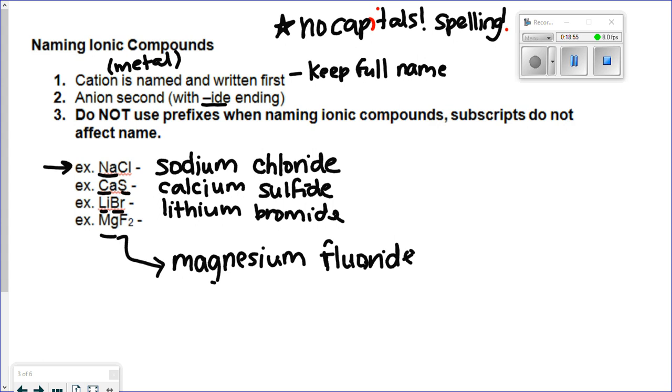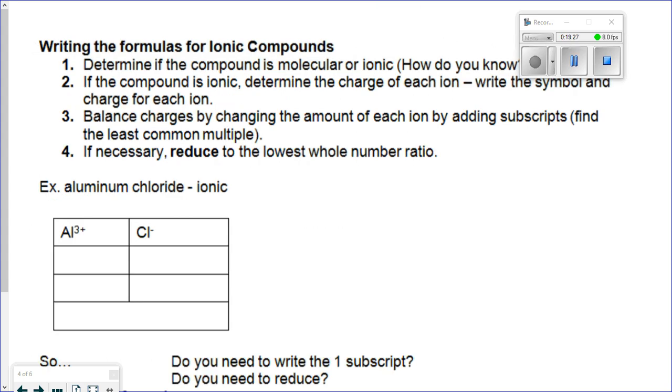So this last one is the one that kind of applies to that point 3 up above. It says, do not use prefixes when naming. Subscripts do not affect the name. So that's this little 2 that's there. That's called a subscript. So if you're working in a Word document, you can subscript things down where you make the numbers little and lower. And they don't affect the name. They're important, but we don't need to worry about them for the naming. Where they're important is when we're writing the formulas for the ionic compounds.